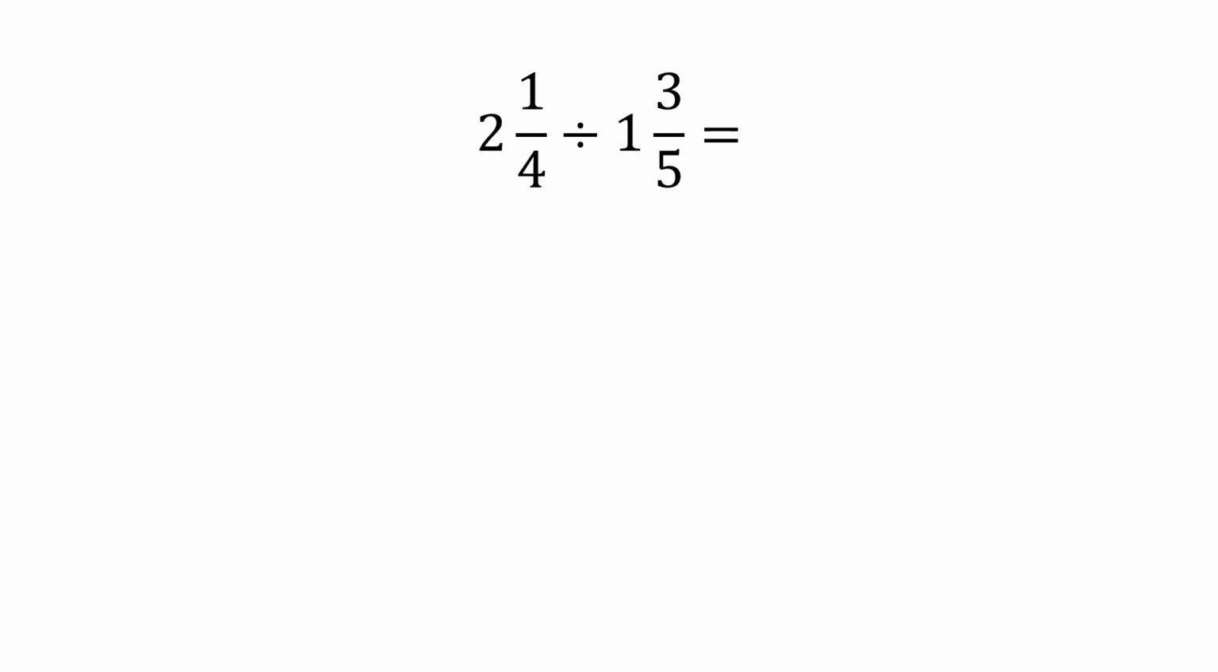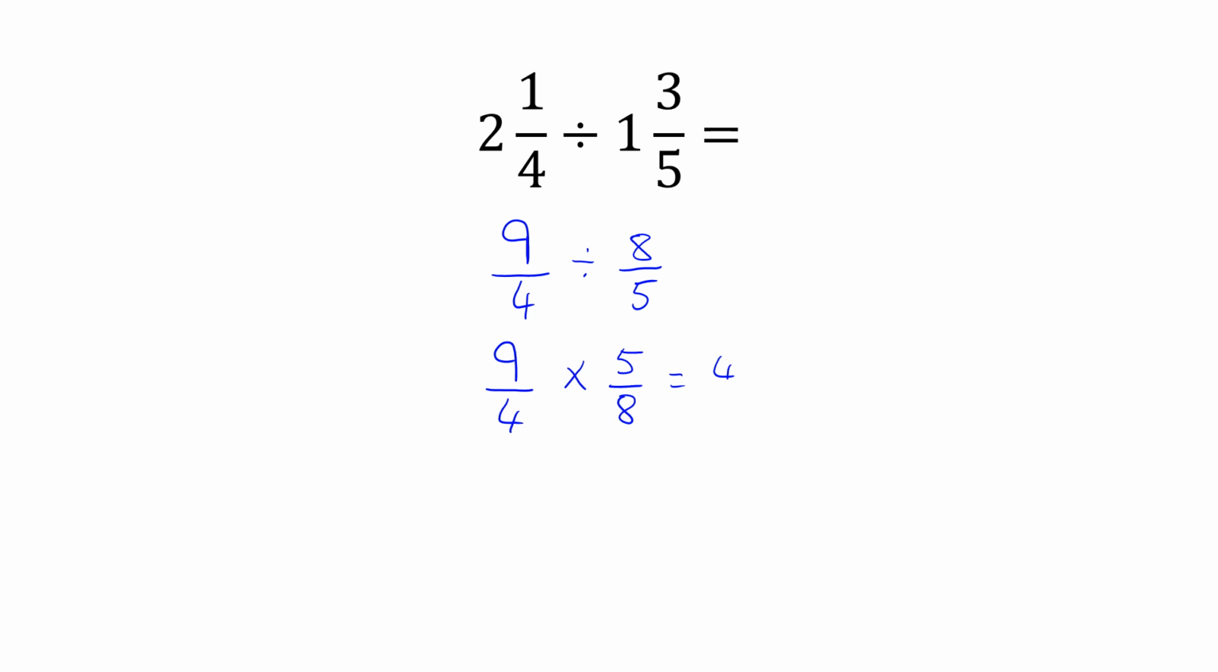We can use keep, change, flip with fractions that are mixed numbers, but first we need to change the mixed numbers to improper fractions. So in this question, 2 1/4 changes to 9/4 divided by 8/5. We're now ready to do keep, change, flip. We keep the first fraction, we change the divide to a times, and we flip the second fraction. So that becomes 5/8. Now we multiply.